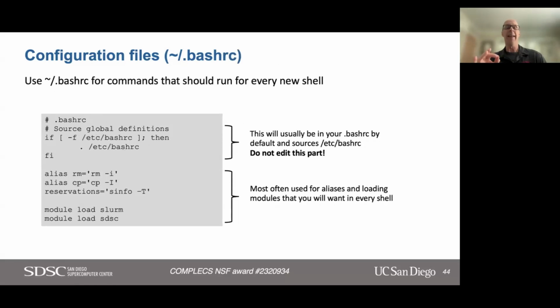The .bashrc is where you're going to define commands that should be run for every new shell. So again, the content at the top is going to be there by default. Don't edit that. Below that, you can make your customizations. And this is where you could put aliases, or you could also load modules that you want to be within every shell. So you can see here that I alias the remove command to rm -i, copy to cp -i, and so on.